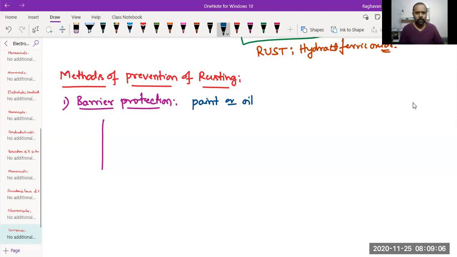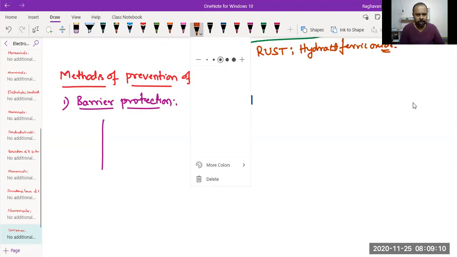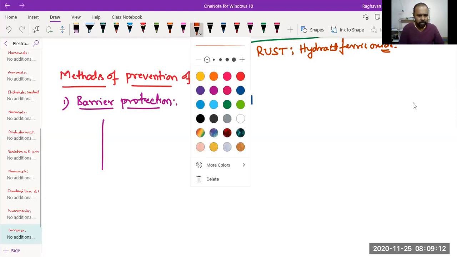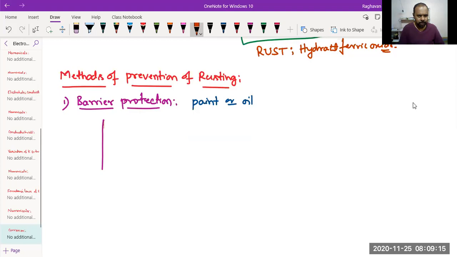So when you coat with a thin layer above the surface, what would happen? There is a kind of protection where iron will not be allowed to interact with the elements of atmosphere. It's a very thin layer. That's all.